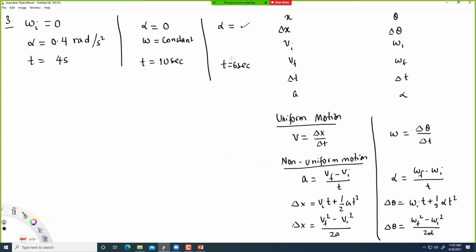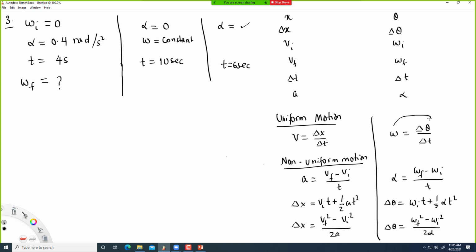So the question is, what is your angular velocity at 4-second time? So we want to find the final velocity at the end of 4 seconds. So let's do this first part. We have three given quantities, and we need to find the other one. So look at these equations and see which one we want to use.